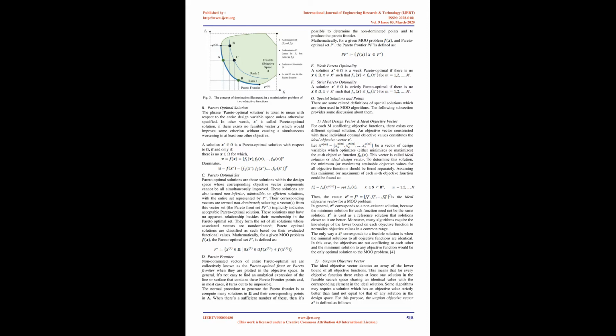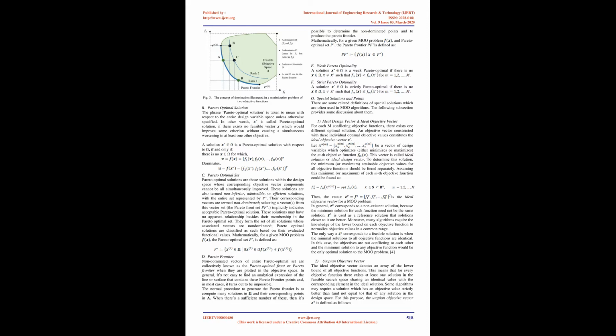1. Ideal design vector and ideal objective vector. For each of m conflicting objective functions, there exists one different optimal solution. An objective vector constructed with these individual optimal objective values constitutes the ideal objective vector. Let be a vector of design variables which optimizes, either minimizes or maximizes, the mth objective function. This vector is called the ideal solution or ideal design vector.